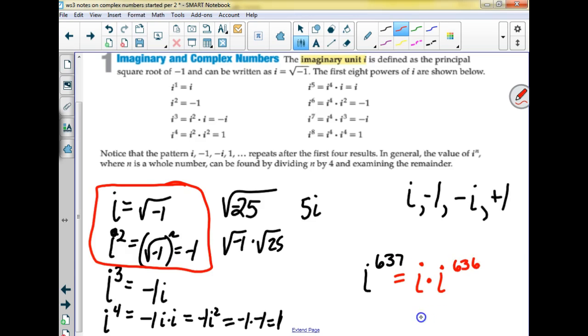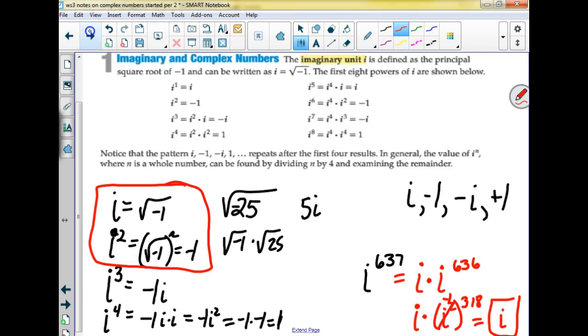Okay. Now, I have this I left out here, and I know what I squared is. Well, how many I squareds is this? If I divide this by 2, I'd get what? 318? Okay. So now I say I squared is really what? -1. Okay. So now I have -1 to the 318th power, which you could do on your scientific calculator. But what's -1 to an even power going to be? +1. And times this I out here. So I'm just going to get I.